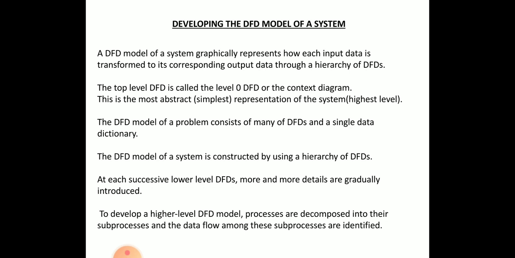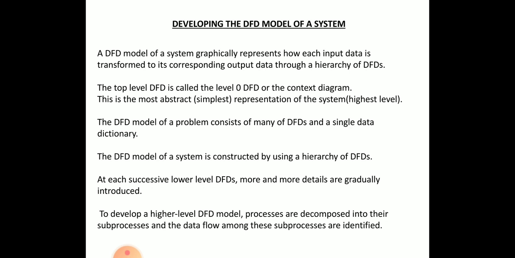The DFD model of a system is constructed by using a hierarchy of DFDs. The top level DFD is called the level 0 DFD. It can also be called the context diagram. It represents the main functionalities of the software. So, it can be considered as an abstract representation of the system. It is the highest level, the simplest, and the most abstract representation of the system.